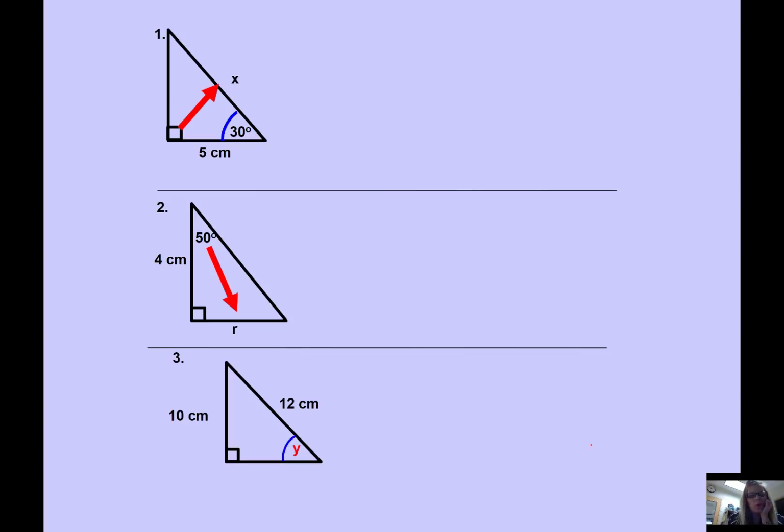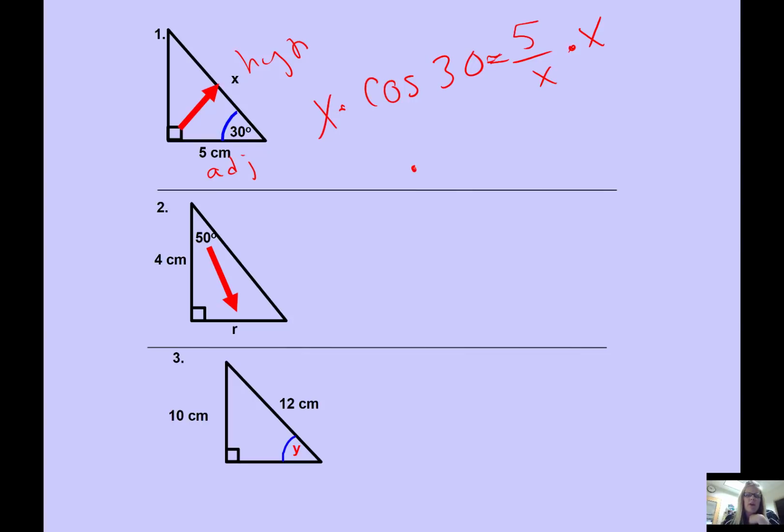Alright. Number 1 has my adjacent side and my hypotenuse side. And so that would be cosine of 30 equals 5 over x. Now this is a little different because x is on the bottom. Still same process. Get rid of your denominator by multiplying. So now I have x times cosine of 30 equals 5. X is still not solved for. So if it's being multiplied, I'm going to divide it.